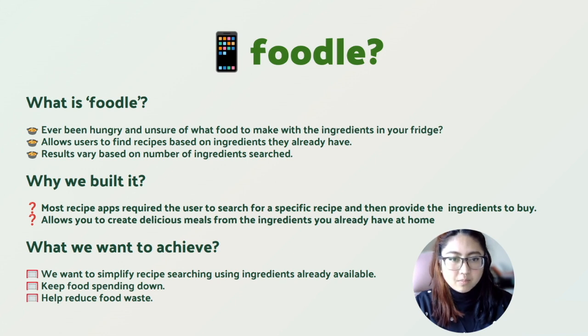Foodle was built on the premise that cooking every day should be simple. Most recipe applications and websites require users to already know what they want to eat, to search for that recipe, and then buy the ingredients. This can be too time consuming and requires a lot of planning and preparation. Foodle cuts down the time needed to plan by using the ingredients already available to the app user. We believe that Foodle will simplify recipe searching, keep food spending down, and help reduce food waste by utilizing ingredients the user has at home.